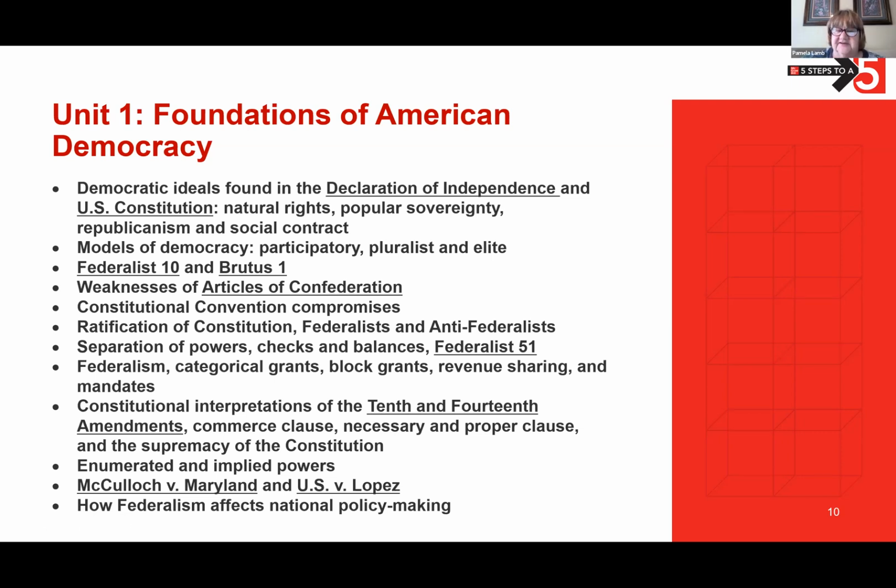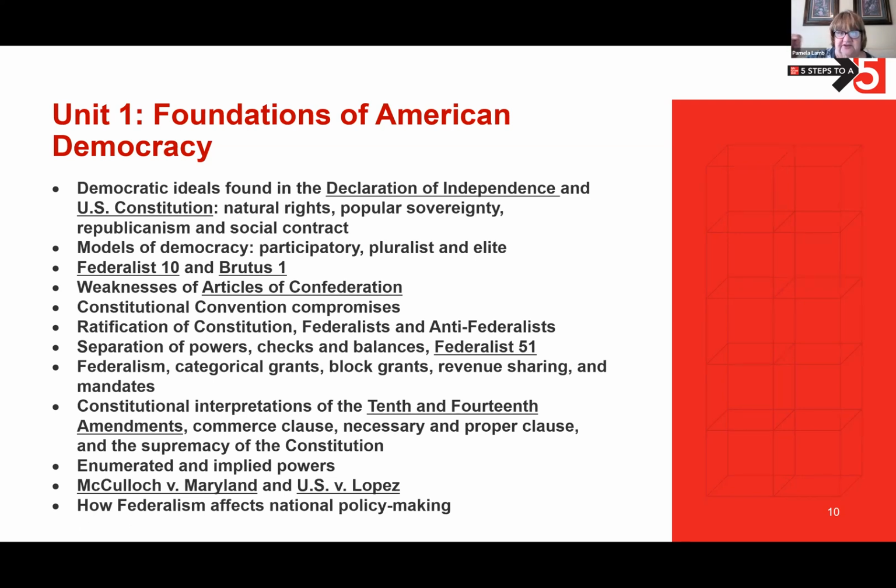You'll notice some things are underlined. Those are the foundational documents, and the court cases are underlined. Some of the things that really have shown up a lot in the past. And I'm not going to read all of this, but if you want to go back and look at the recording, you can maybe print out these slides and then go back and look at them and do a check off.